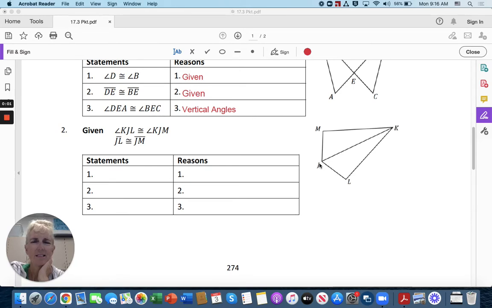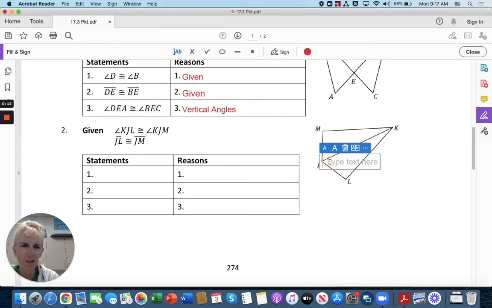Hello students, this is a continuation of 17.3 congruency markings. We're given the angle KJL, that's this one right here. So I'm going to try and put a congruency sign. That is congruent to KJM. So that is congruent to this one right here.